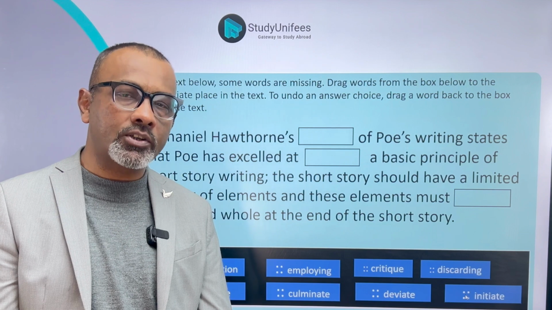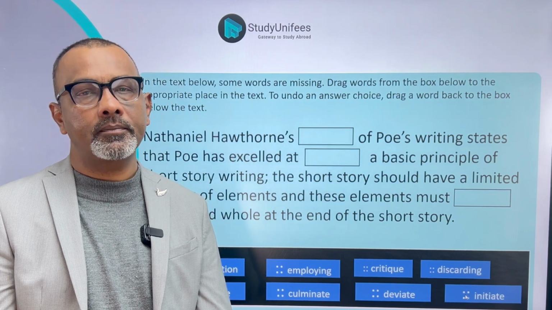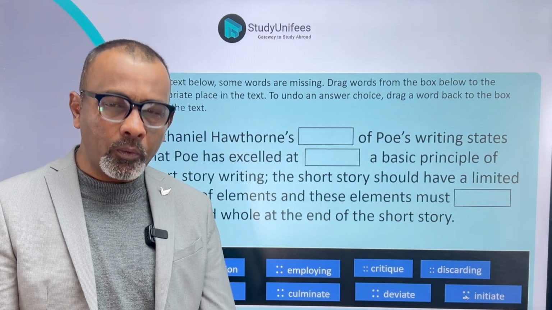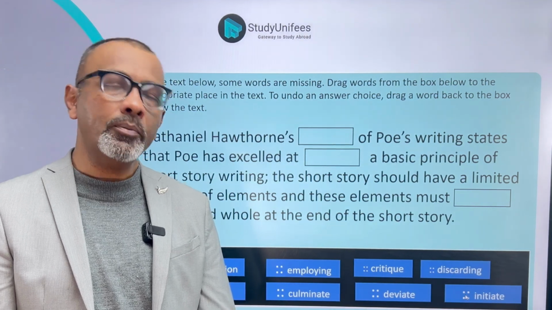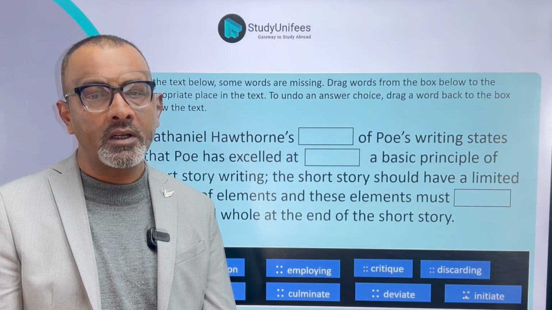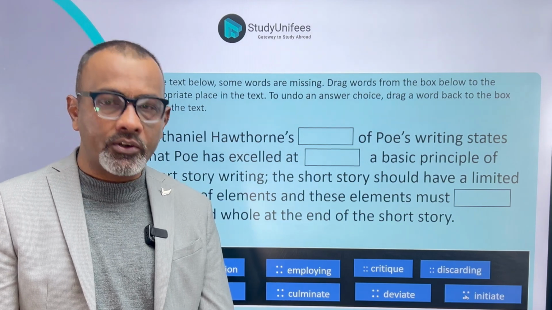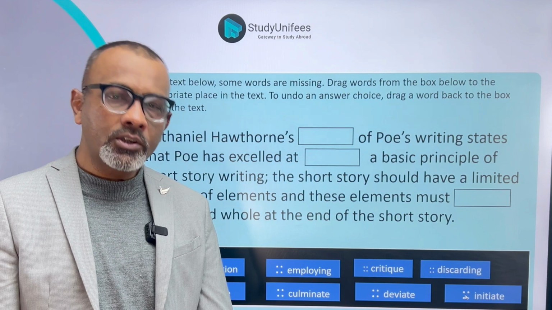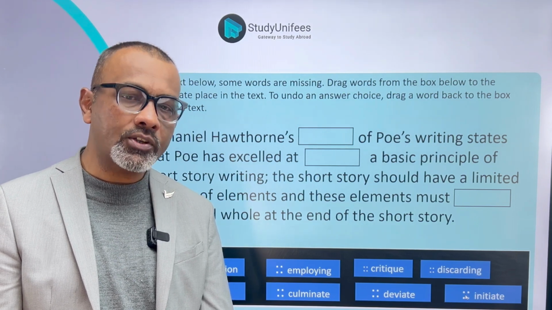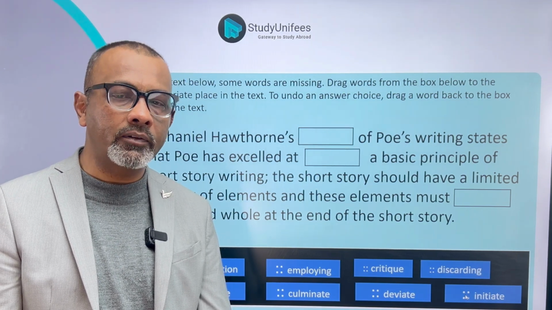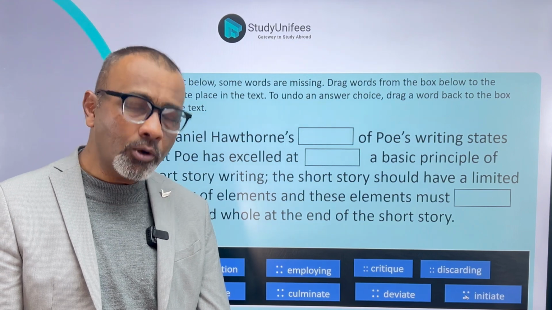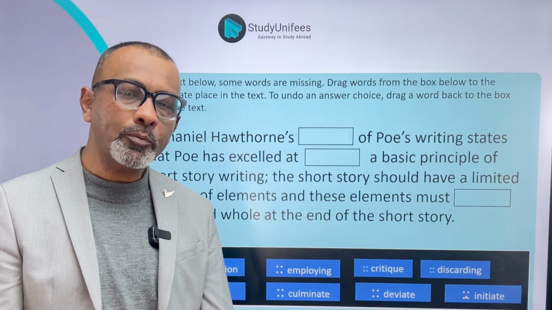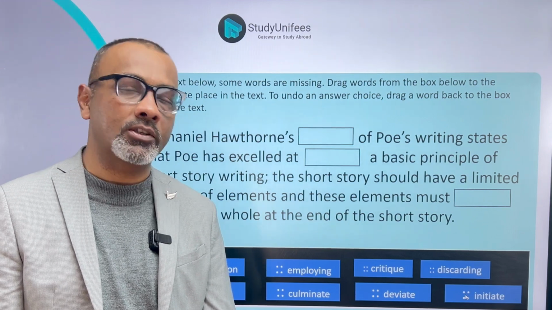Let's read the instructions on top of the question together. In the text below, some words are missing. Drag words from the box below to the appropriate place in the text. To undo an answer choice, drag a word back to the box below the text. So, as we can see, below the instructions, there's a short paragraph with 3 blanks in it. Below the paragraph are several answer choices. These have to be dragged to the blanks to complete this question.